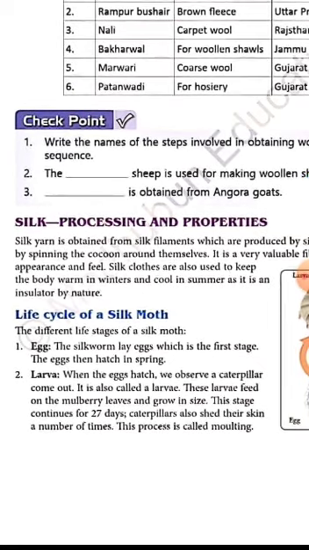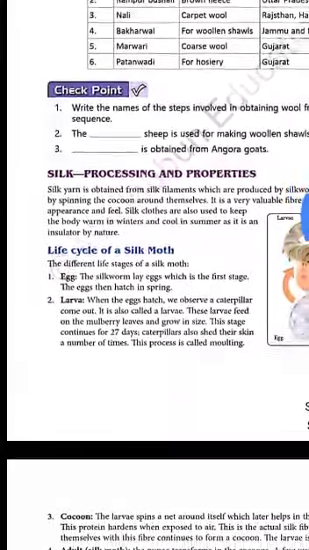And after 27 days, then caterpillar stops to eat the mulberry leaves and then it twists its body from side to side and form the shape of 8. And then it releases a fiber that is called as the silk fiber, which is made up of protein. And this silk fiber covers the body of larva, which is called as cocoon.